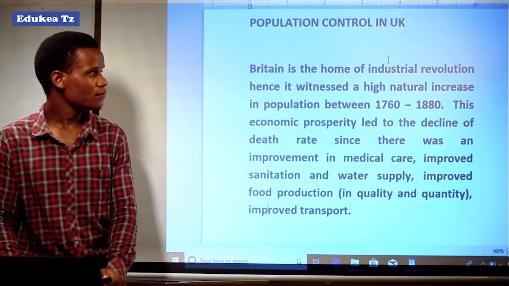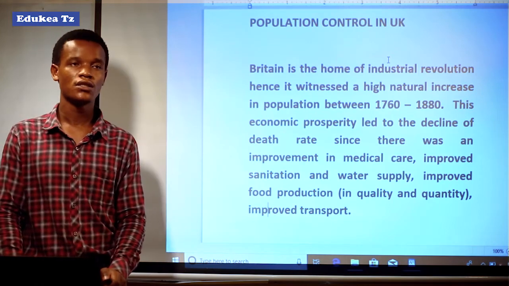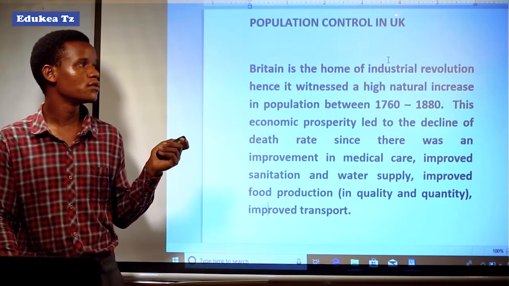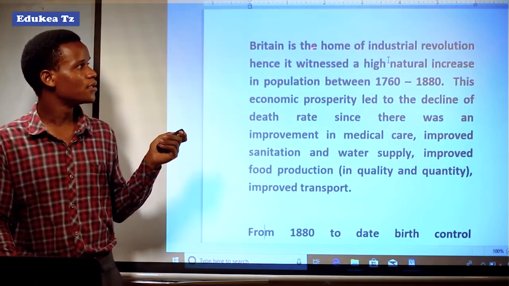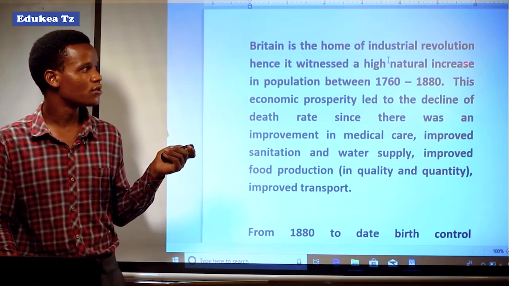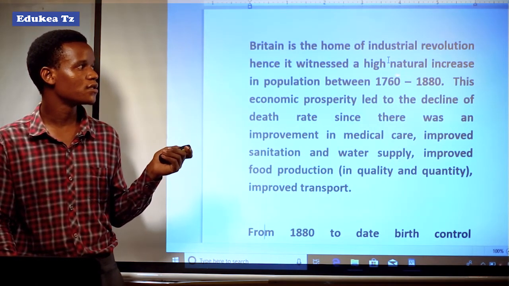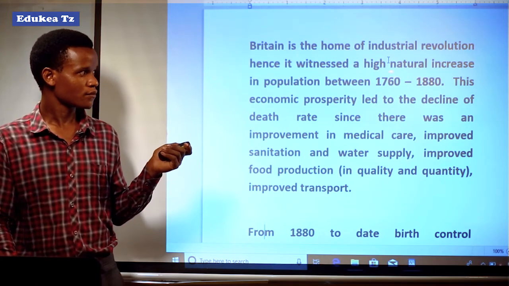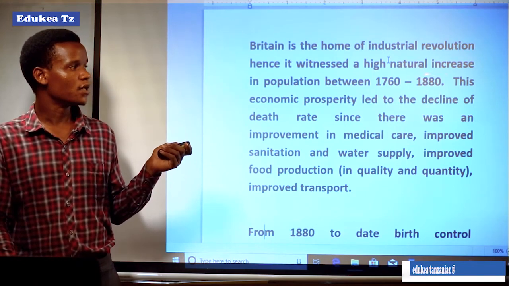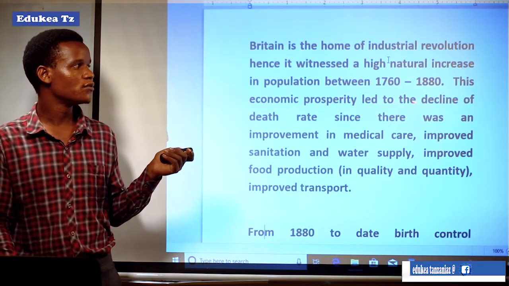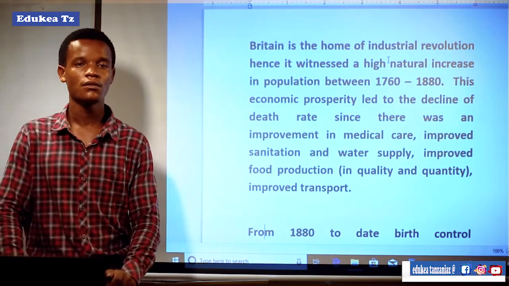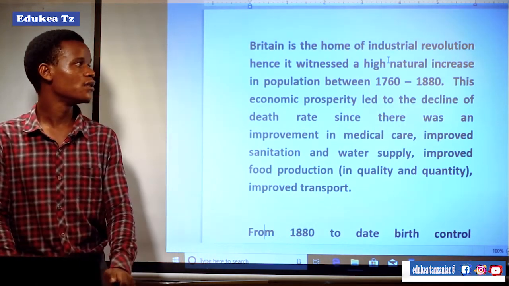Okay, let us now see population control in the UK, population control in the United Kingdom. Britain is the home of the Industrial Revolution, hence it witnessed a high natural increase in population between the years 1760 up to 1880. This economic prosperity led to a decline in the death rate, since there was an improvement in medical care, as we see that Britain is among the great countries in the world.